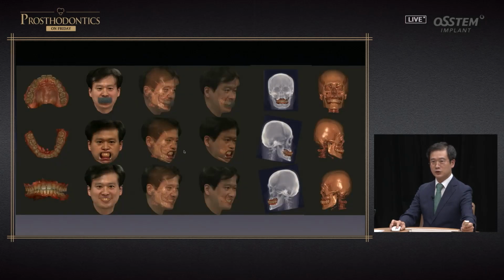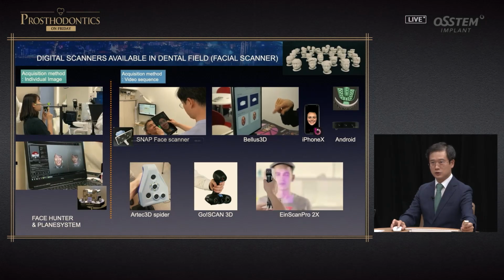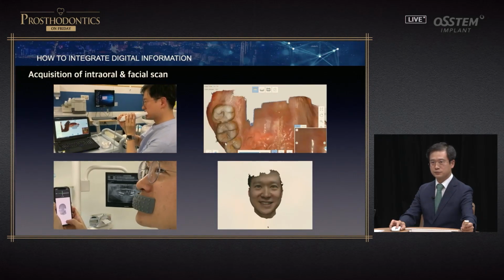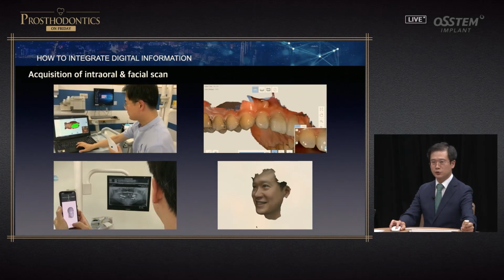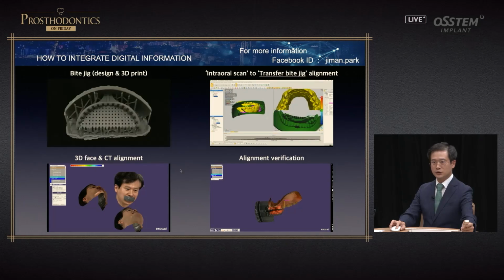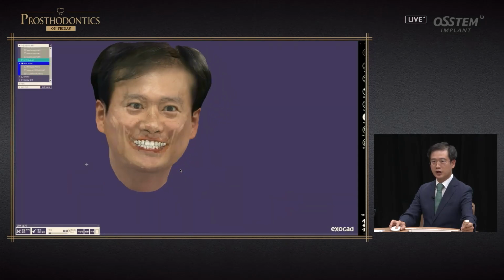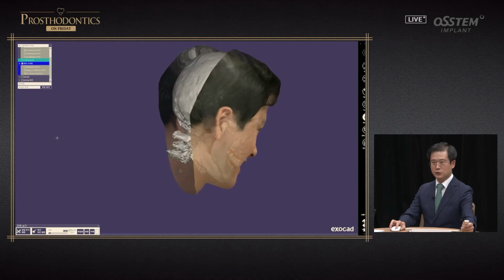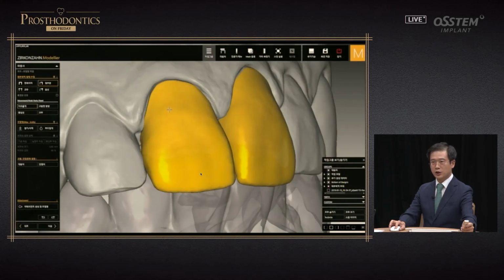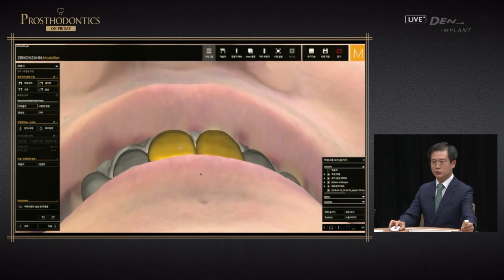Finally, there is the facial scanner. These days, a lot of people use facial scan data. There are different scanners available. It's easy to scan; you can scan using your smartphone. If you use the jig, the oral scan data and facial scan data can be used with precise positional relations. When you do the prosthesis, you can check the profile and lip support of the patient.